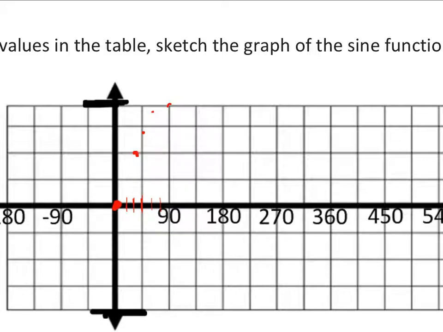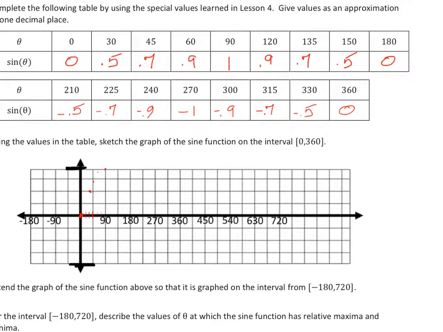So up to 90 degrees, we're starting at 0 degrees. Sine of 0 is 0. We go up to 90 degrees. Sine of 90 is 1. So we've gone the whole range. So now we have to come back down.